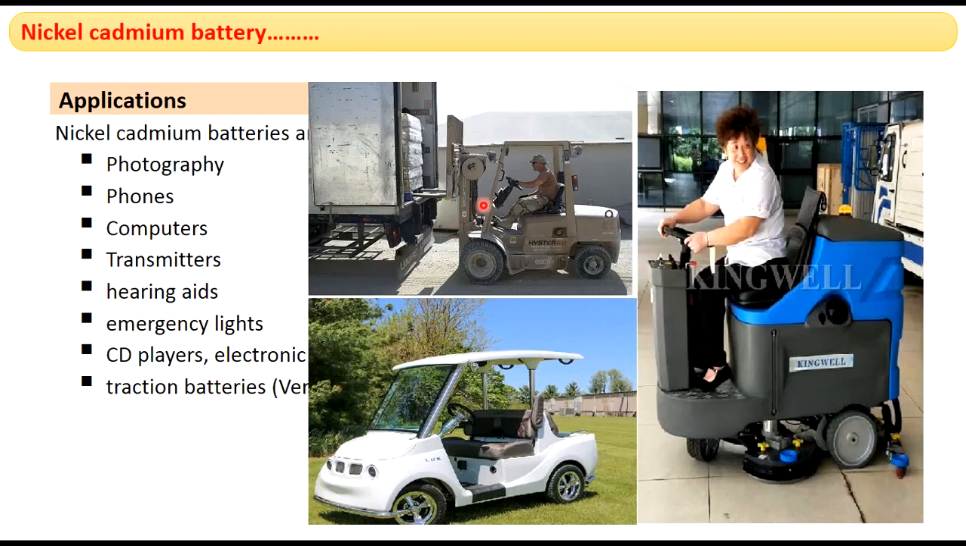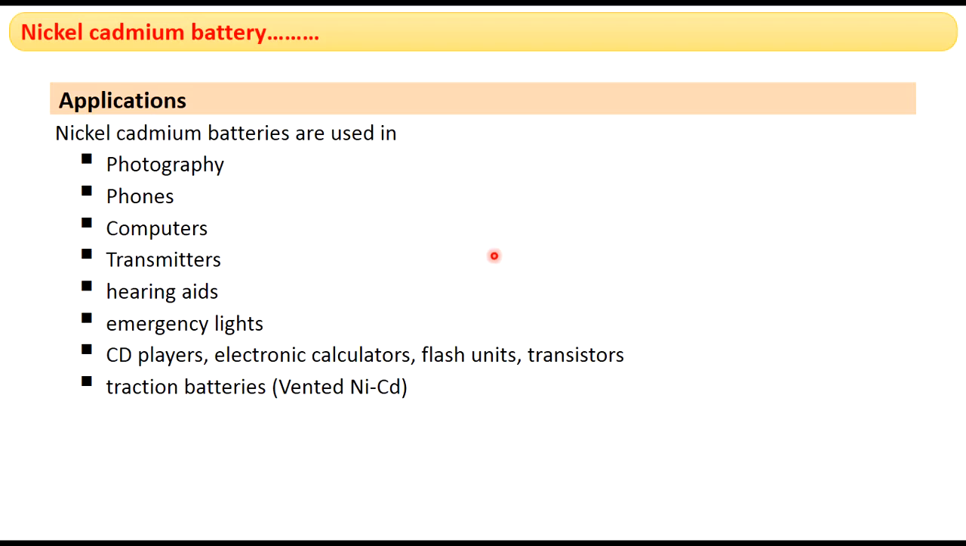This is a forklift. This runs with nickel cadmium battery, and this is a floor scrubber. This also runs with nickel cadmium battery, and this is a golf cart. This also runs with nickel cadmium battery. The batteries which are used in these vehicles are traction batteries which are nickel cadmium batteries. These are the applications of nickel cadmium battery. This is about the construction, working and applications of nickel cadmium batteries.